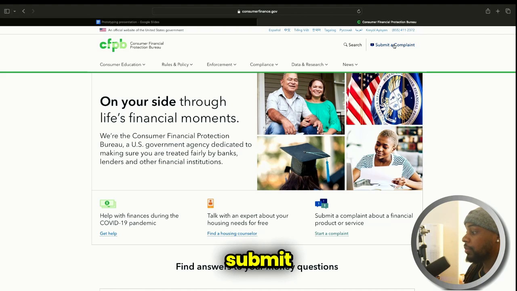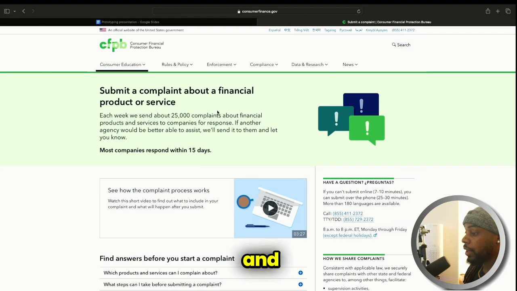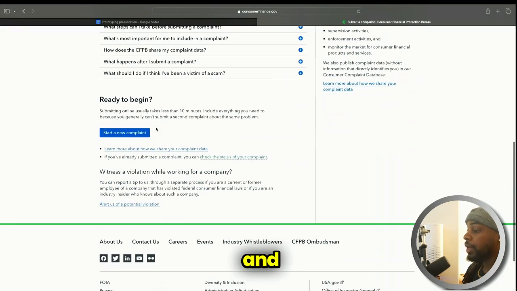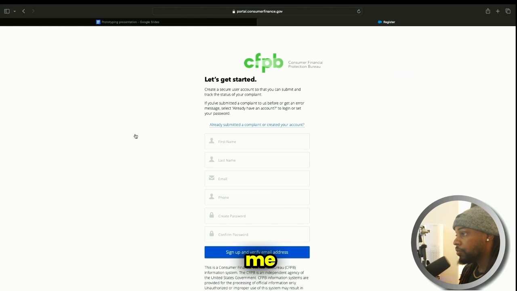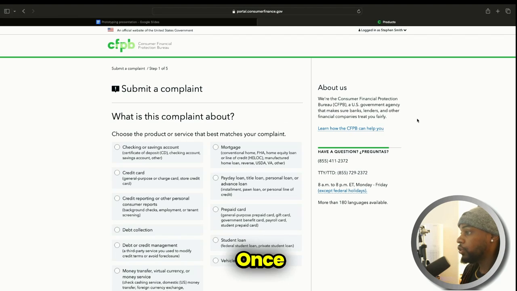So we go to submit a complaint, and then you're going to scroll down and you're going to click on start new complaint. Now, if you are like me and you already have an account, then you're going to go to already submitted a complaint or created your account, and you're going to sign in. If you do not have an account, of course, you're going to do first name, last name, email, phone number, create a password, and you are going to sign up. Once you are logged in, you're going to see a blue button in the top right-hand corner. It's going to say start a new complaint.